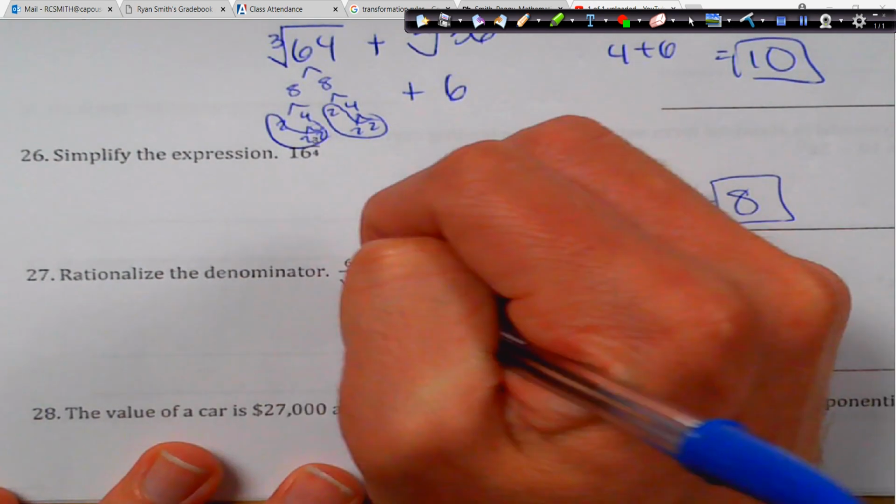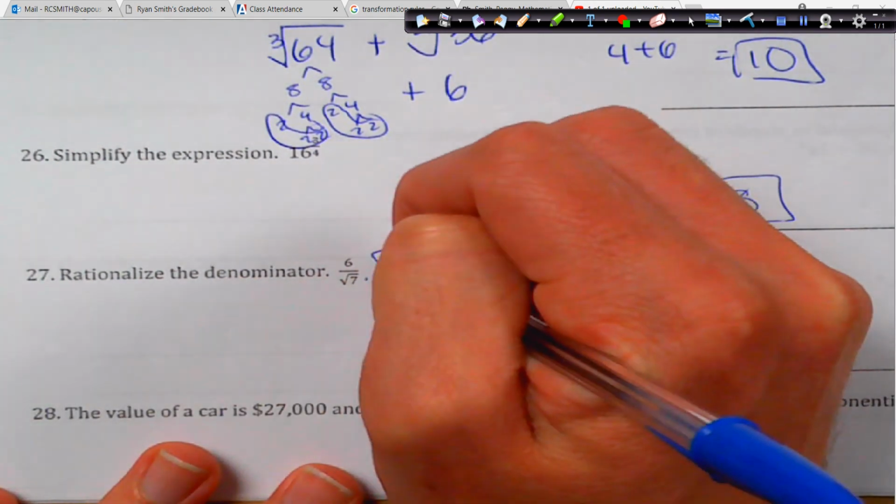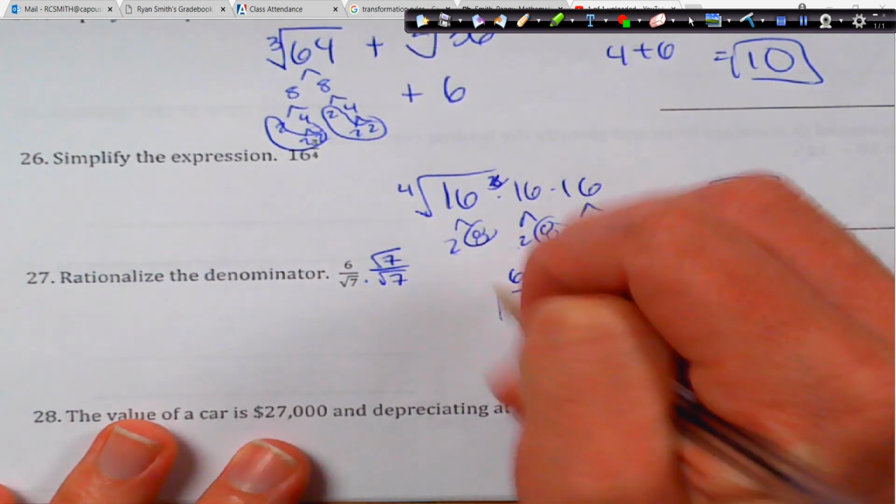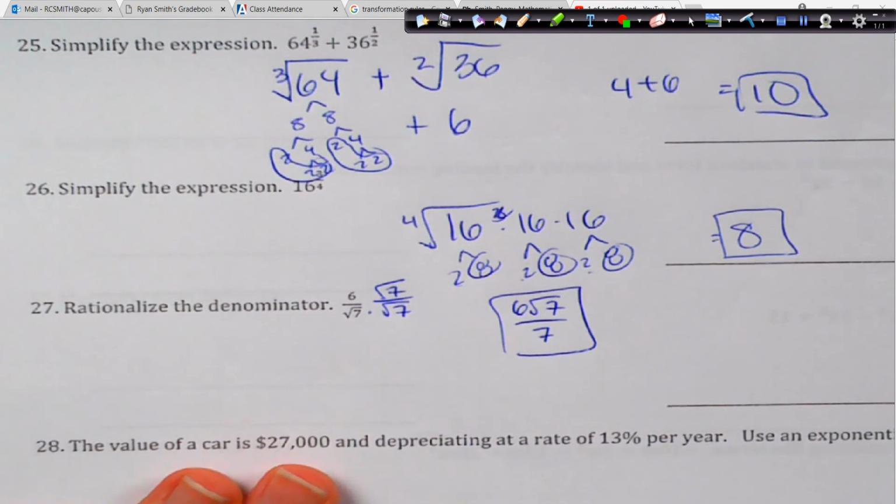Rationalize the denominator, so we just multiply the bottom by rad 7 over rad 7. So this becomes 6 rad 7 over 7. Okay? Alright, that's it for part 1.